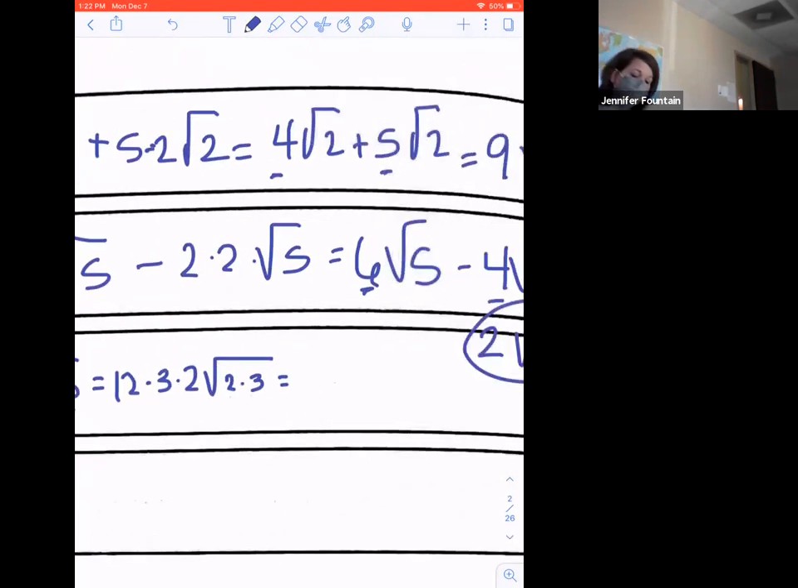So now I'm going to multiply 2 times 3 times 2. I'm sorry, 12 times 3 times 2. What's 12 times 3? 12 times 3, 36, and 36 times 2 will be the same as 36 plus 36, 72. And under my radical, I have 2 times 3 is 6. So my final answer is 72 times the square root of 6.